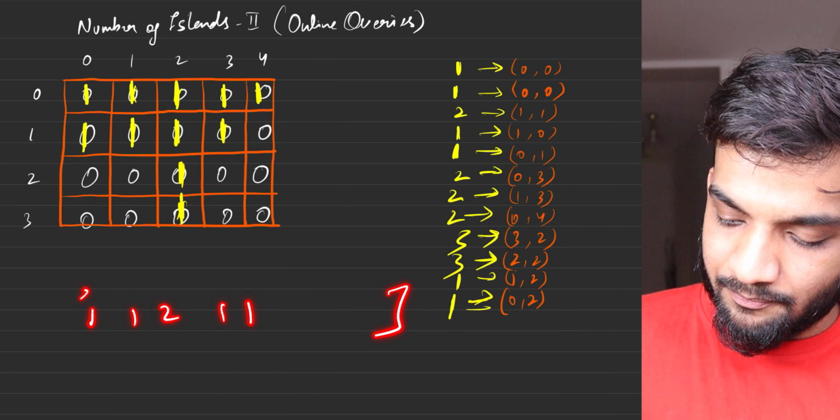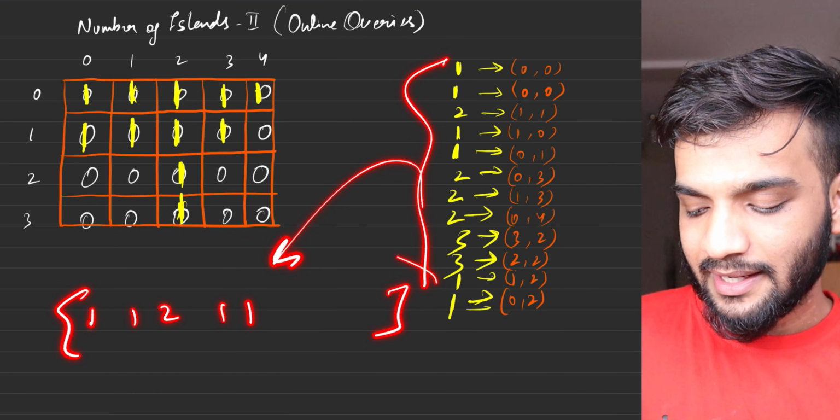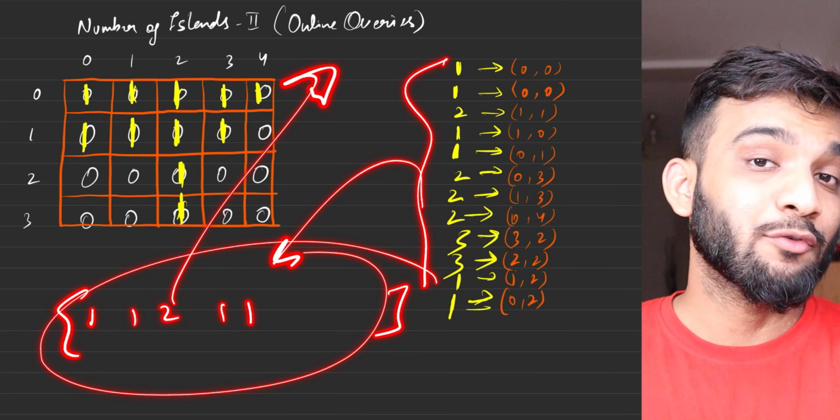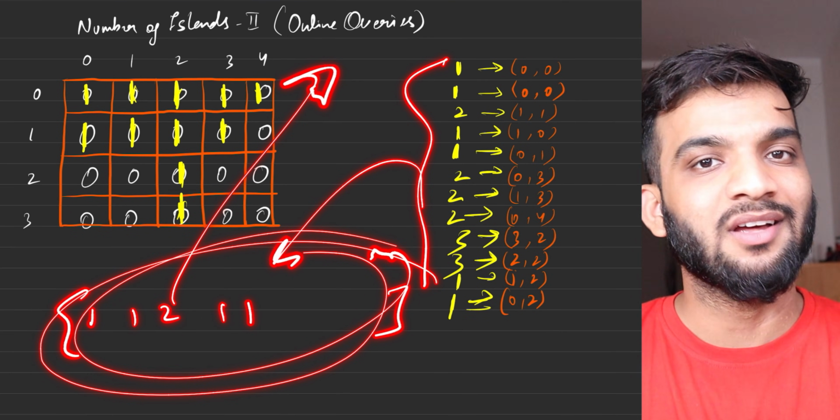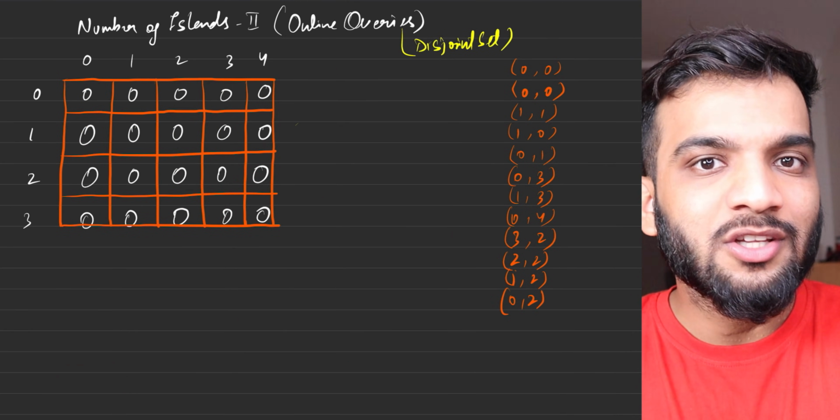So you can put them into a list, and this is the list you have to return, the online query list. This is what you have to return, right? Understood the question? So how will you solve this problem?